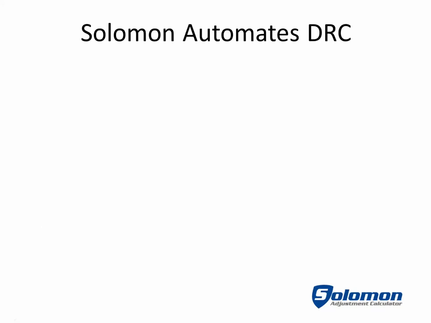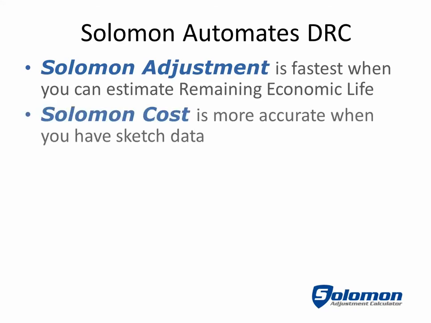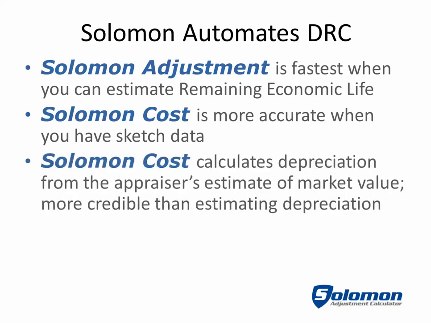We automate the depreciated replacement cost method. Solomon Adjustment is our original application, and it's fastest when you can estimate remaining economic life, in other words, when you can estimate depreciation. Solomon Cost was developed as a more accurate way when you have sketch data, because then you can calculate depreciation by doing the cost approach backwards, in a sense, from the market value to give a more credible estimate of depreciation.